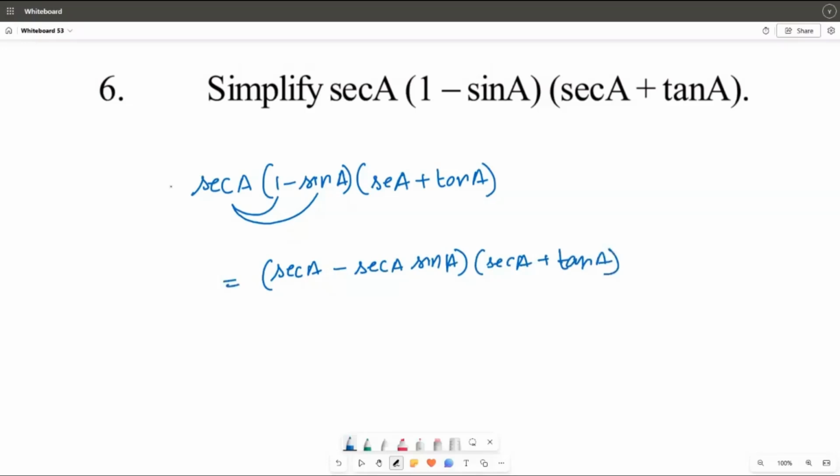We know that secant A is the reciprocal of cos A. So I would replace this secant A with 1 by cos A. So this would be 1 by cos A minus 1 by cos A into sin A, and this is into secant A plus tan A.